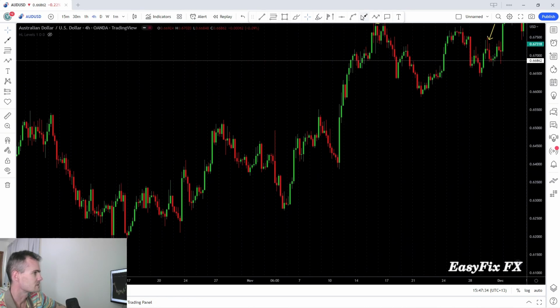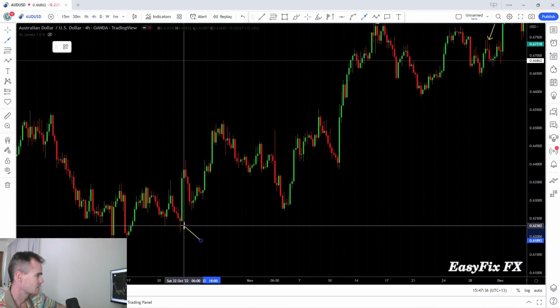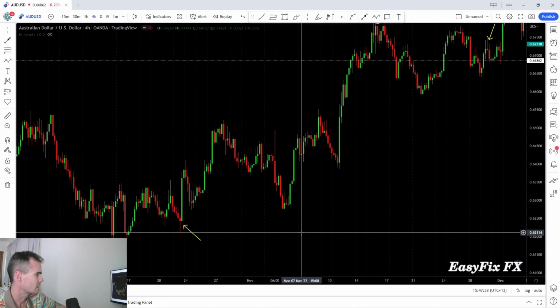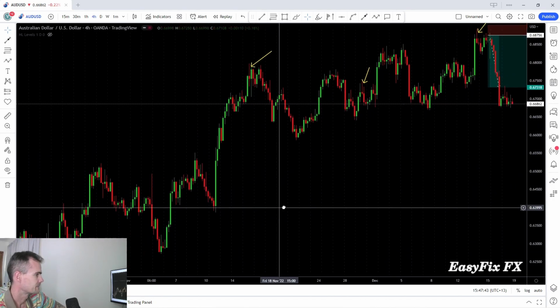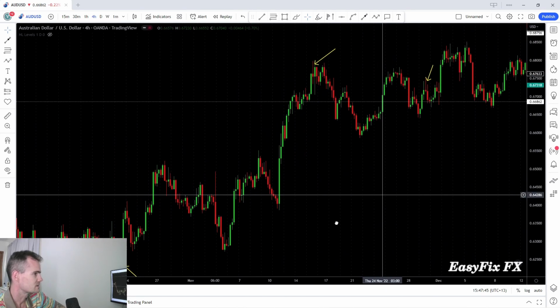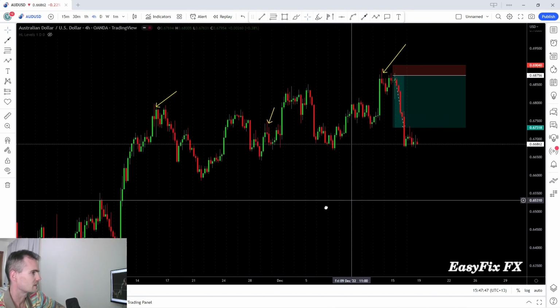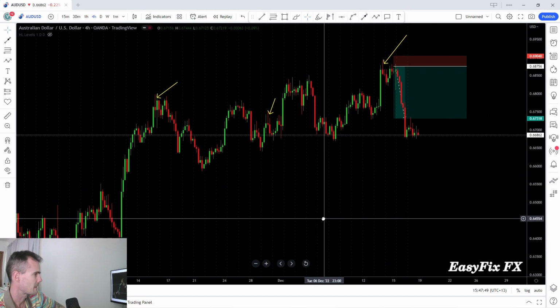If I keep going, you'll see that what I'm looking for are these big rejections, so long wicks, at the bottom or at the end of trends or during a trend, to either get back in a trend or to catch that reversal coming down. So in this case, it was a reversal.